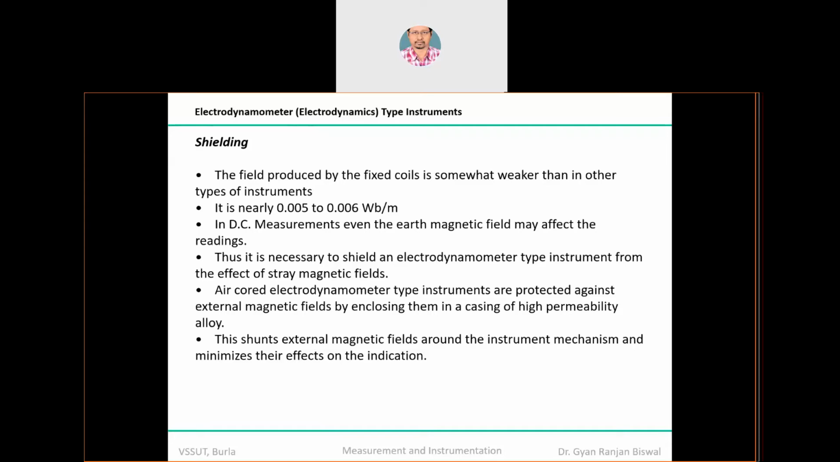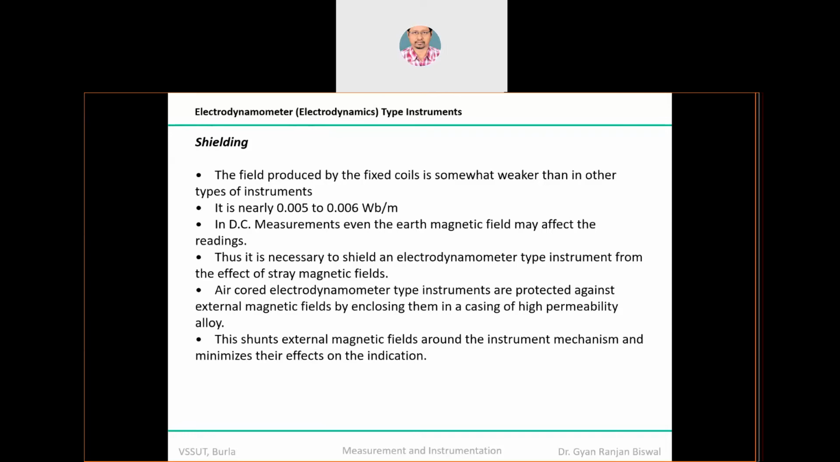Shielding is required. The question comes: do you require a kind of shielding, that means a protective shield, to protect the actual circuitry part of the electrical elements involved in the electrodynamometer design? The answer is yes, because the field produced by the fixed coil is very weak, so it can easily be influenced by the external world. That's why a shielding mechanism is required. Even in the case of DC measurement, the earth's magnetic field may affect it, remember, because theoretically it can measure both, but obviously it is one of the best solutions as far as AC measurement is concerned if you compare these three solutions.